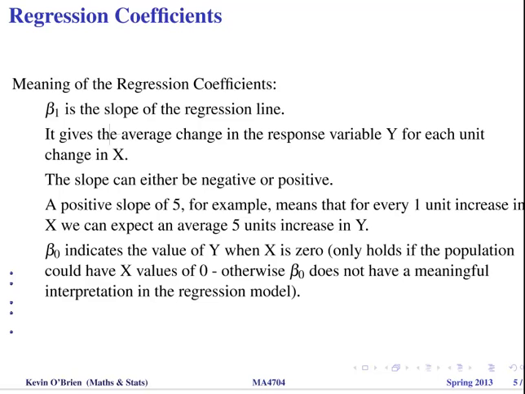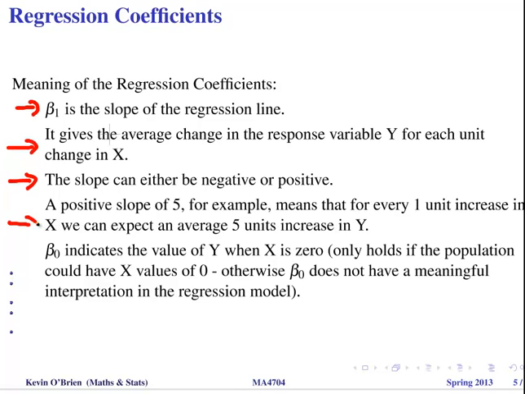So, meaning of the regression coefficients. Beta 1 is the slope of the regression line, and it gives the average change in the response variable y for each unit change in x. It could be positive or negative depending on the type of relationship between the two variables x and y. So a positive slope of 5 means, for example, that for every unit increase in x, we expect a 5 unit increase in y.